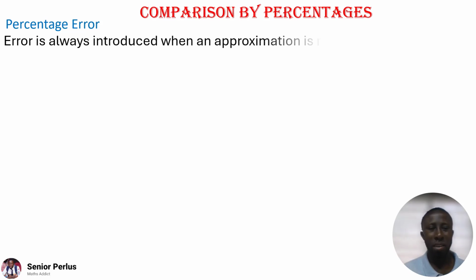So as for error, it's always introduced when an approximation is made. Good. So let's talk something about error. That's why in examination we always ask you, if you want to round a decimal, just round it up to 4 decimal places. Okay, good. If you round it more, in your final answer there will be a huge error.